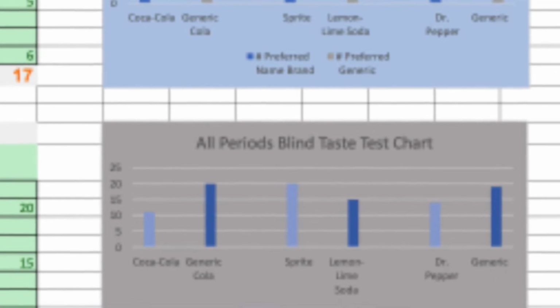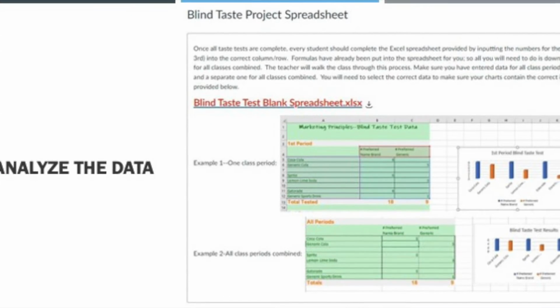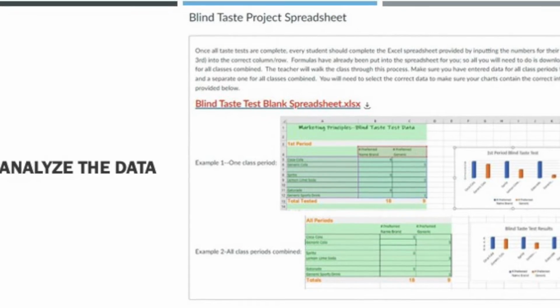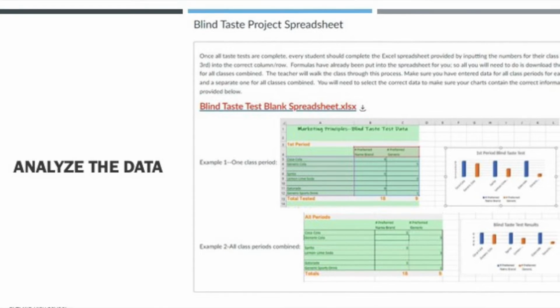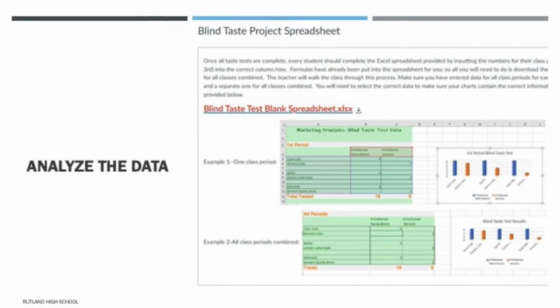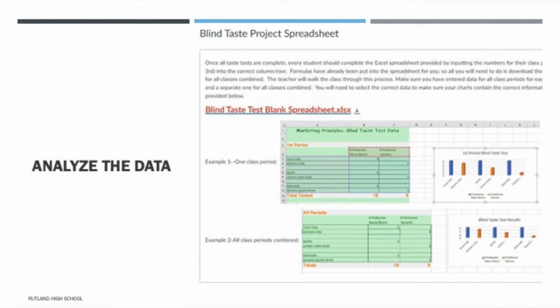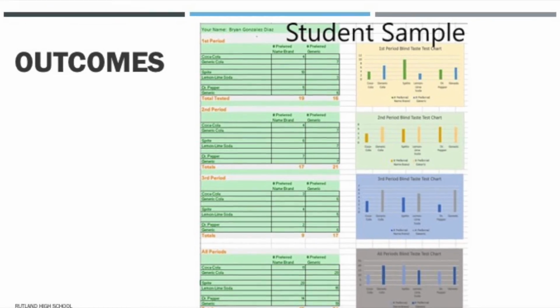Make sure you have entered data for all class periods for each type of drink tested, and input a 3D bar chart for each class period and a separate one for all classes combined. You will need to select the correct data to make sure your chart contains the correct information. See the examples provided below and use the Excel spreadsheet provided below.